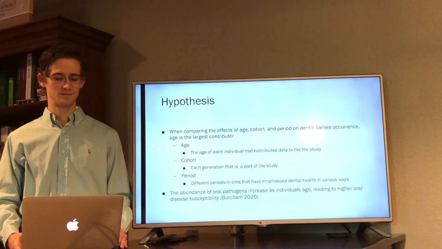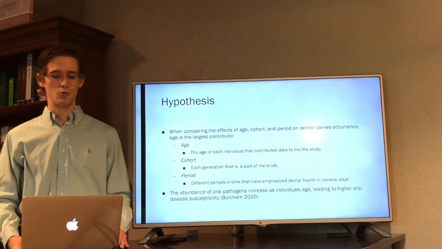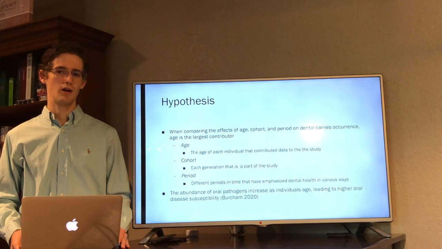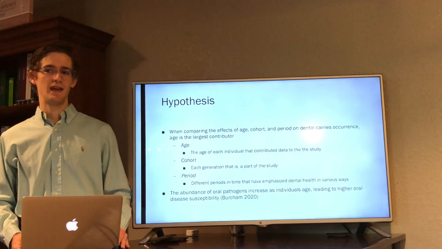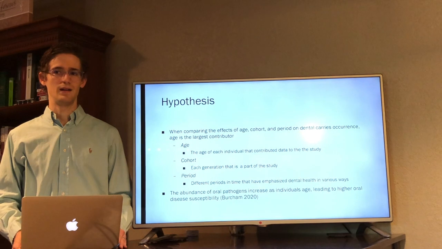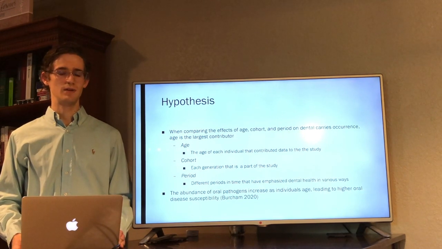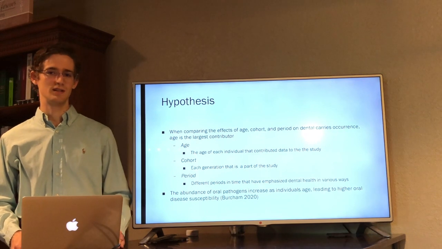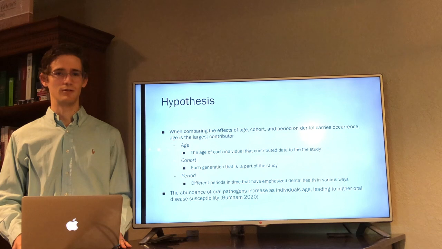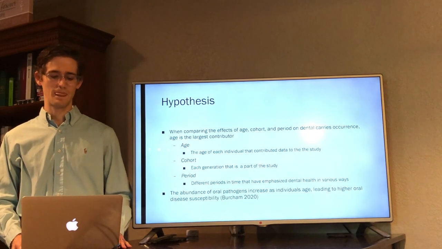So the hypothesis for this paper is that when comparing the effects of age, cohort, and period on a population, the age is the primary factor, as an individual ages, there tend to be more caries that occur. And so age just, again, refers to the age of the individual that is having this survey done.